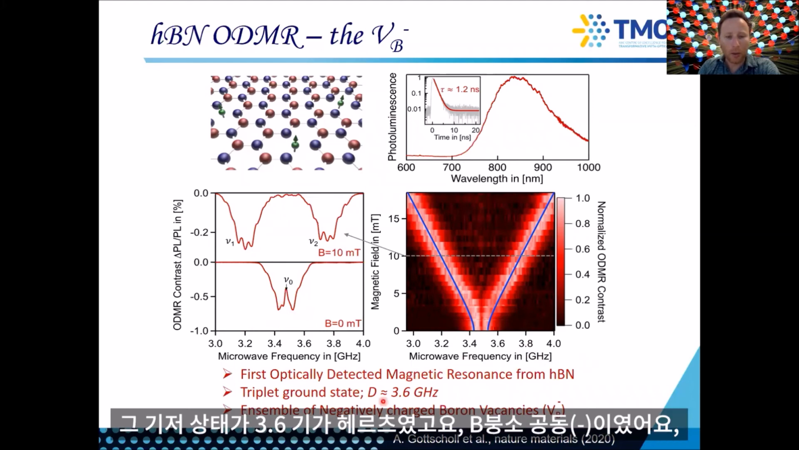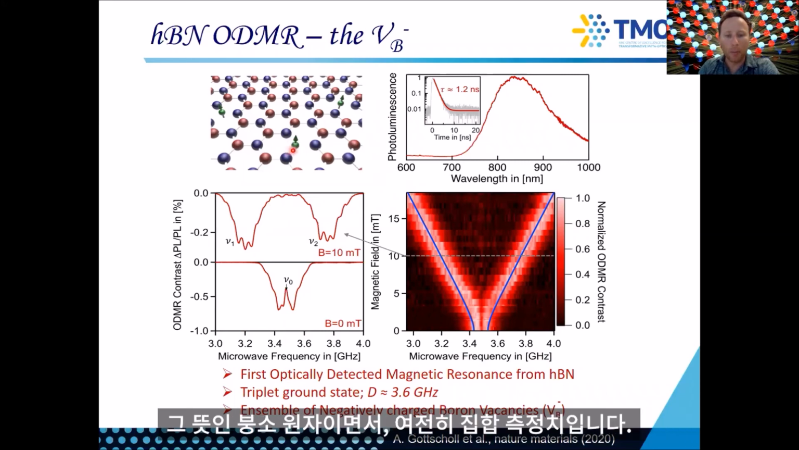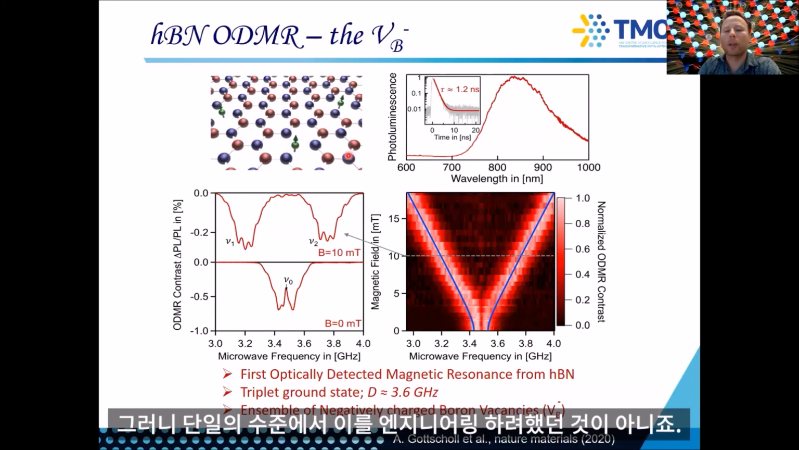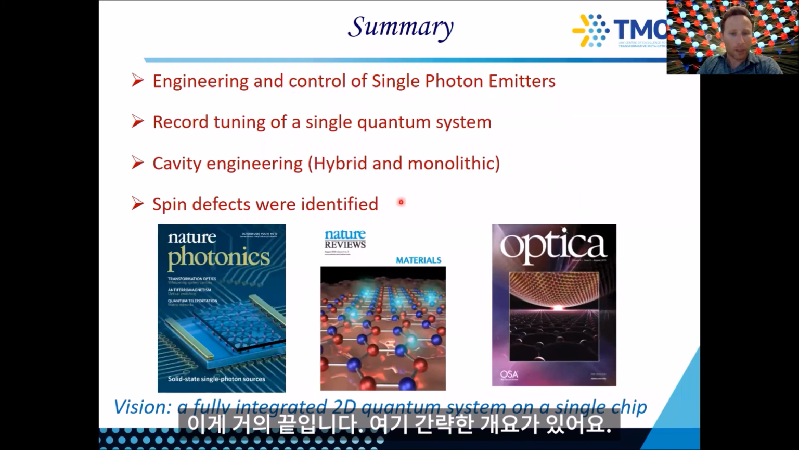So this is very recent data, only from this year. We know that the ground state splitting is about 3.6 gigahertz. It's the boron vacancy minus, which means it's a missing boron atom, and it's still an ensemble measurement. So we're now trying to engineer this on a single level. So this is pretty much it for this brief overview.